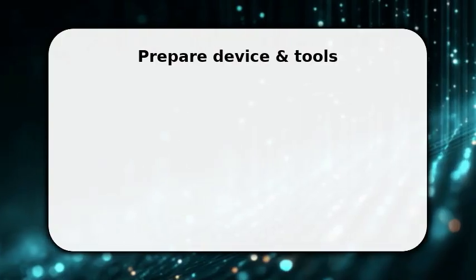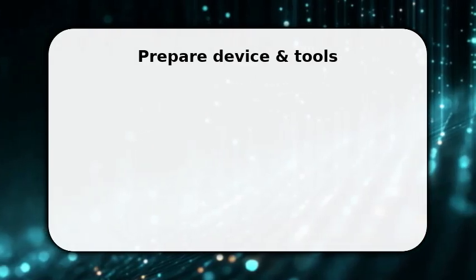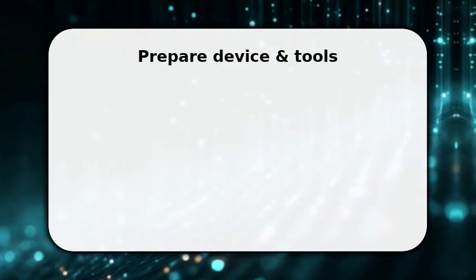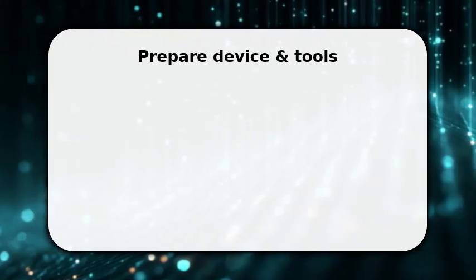You start by preparing both headset and computer. Enable developer mode in the Oculus mobile app so the Quest accepts sideloading. Next, install ADB drivers or SideQuest on your PC. These tools communicate with the headset.